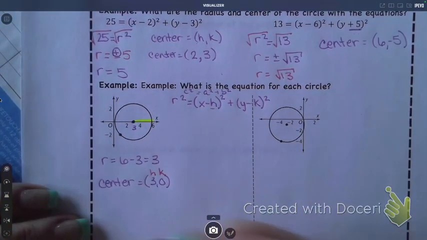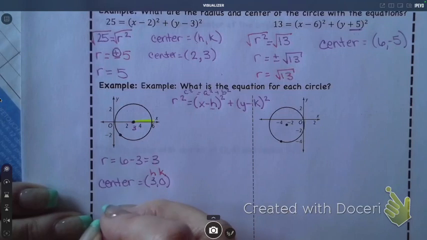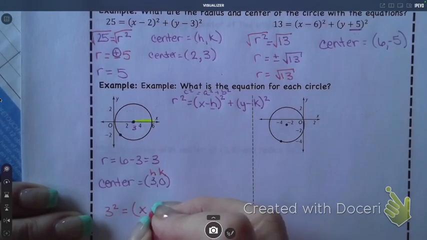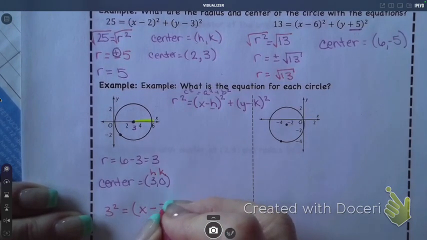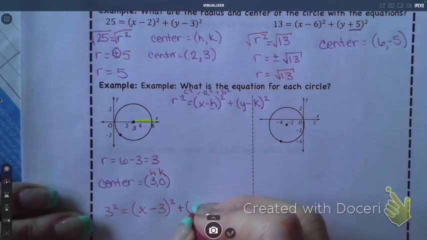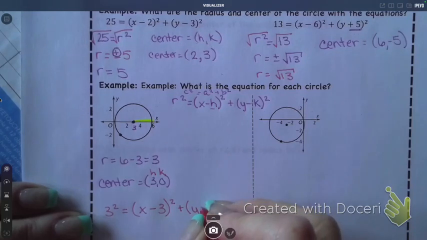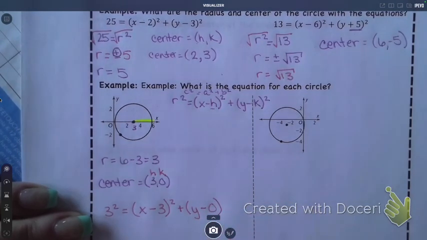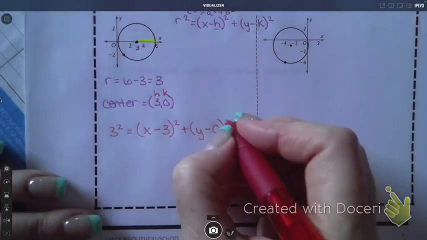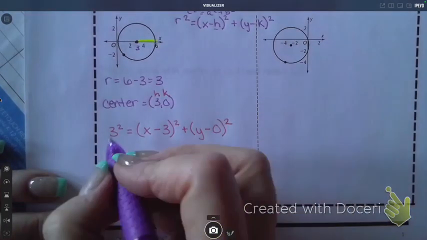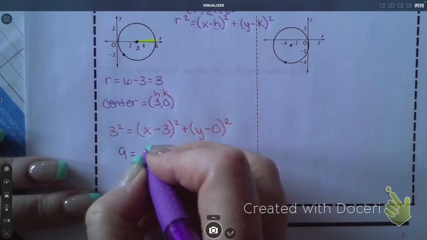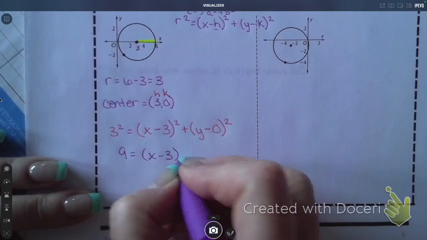Yeah. Okay, so R squared, so 3 squared equals X minus, minus 3 squared plus Y minus 0. And we're going to go ahead and put it in there, and then we're going to simplify it. Squared. Oh, I forgot my squared. Thank you. Okay, so 3 squared is 9 equals x minus 3 squared.